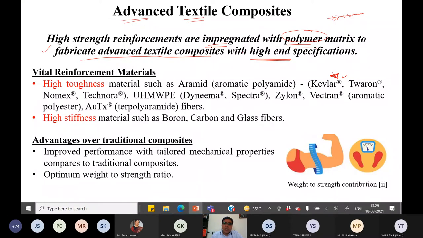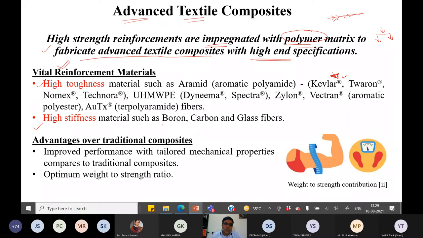So we will see that this matrix is either thermoplast or thermoset. But majorly, what we are talking about are those reinforcing materials. Architecture belongs to that only. So there are two categories of reinforced materials: one is high toughness and the second is high stiffness.